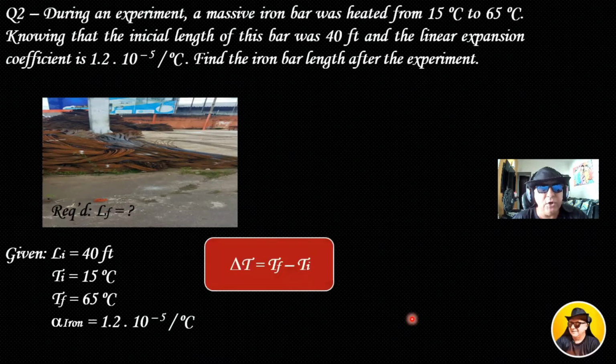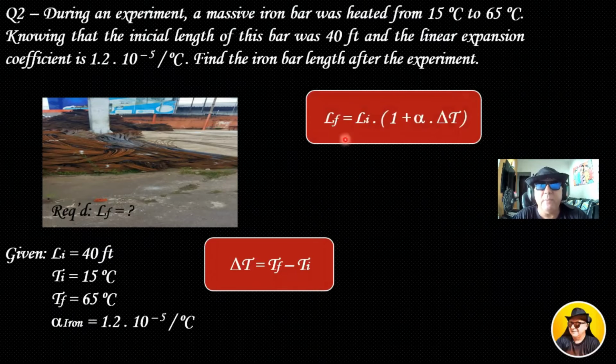So delta T, as I told you, every time I used to find the change in temperature first. And what formula are we going to apply for solving this question number 2? This one, because every time I want to find the final length, I use the initial length times 1 plus alpha times delta T, okay? So let's find delta T separately. So delta T is 65 minus 15, that is 50 Celsius degrees.